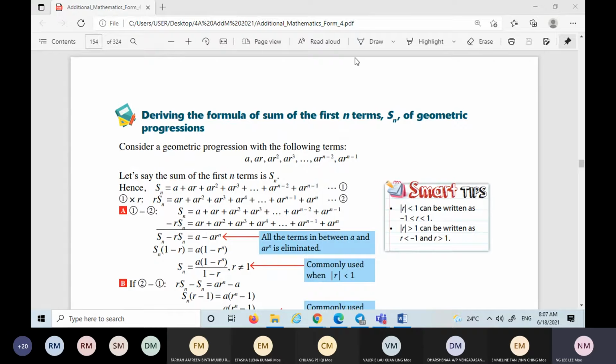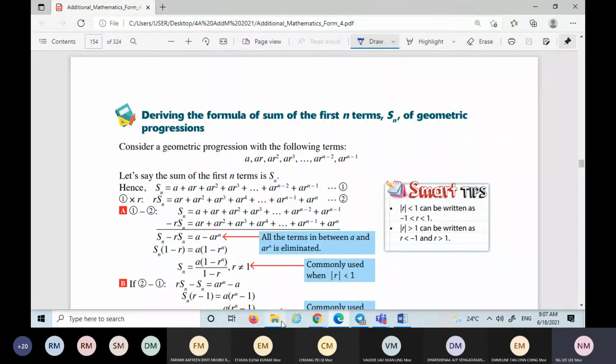Okay, let us start today's lesson. We have learned Tn for geometry progression. Today we're going to learn Sn for geometry progressions. First of all, you have to know how to get the formula.